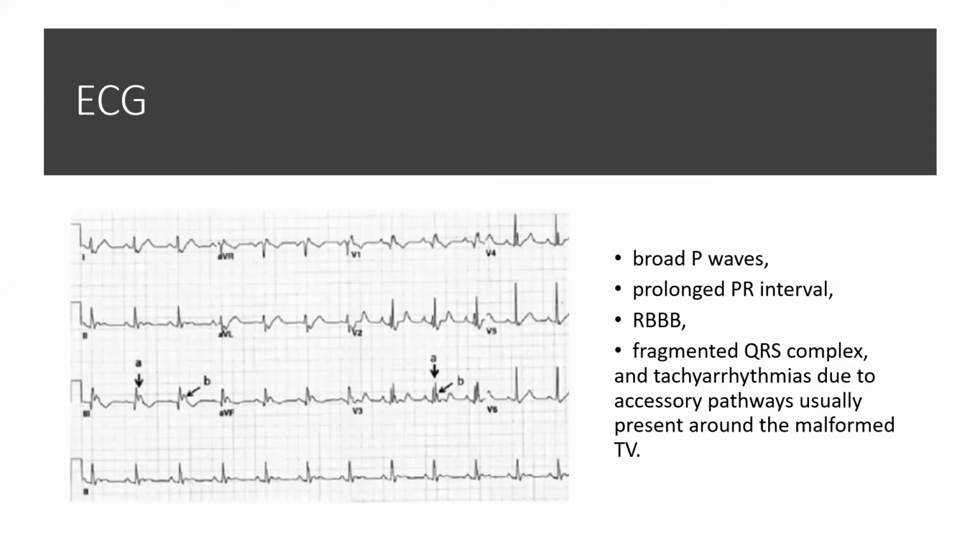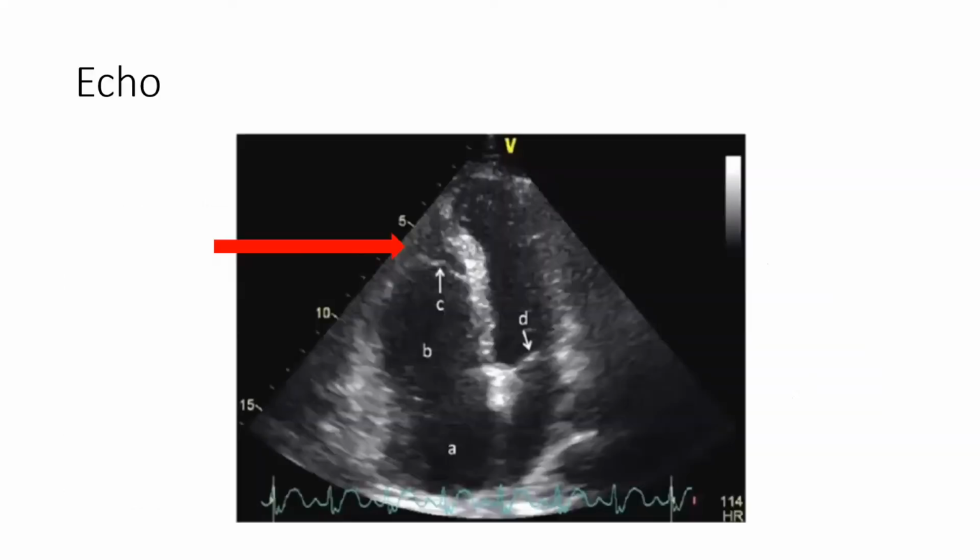So you got a prolonged PR interval, you got an RBBB, and you got a fragmented QRS, and there are tachyarrhythmias that can be present. WPW is a common association of Ebstein's anomaly.